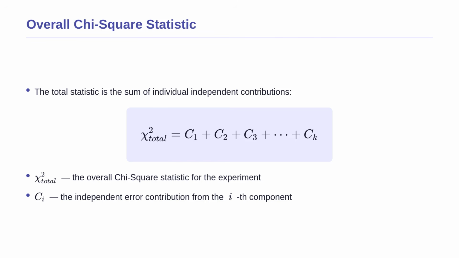Let us formalize this application with an equation. The total overall chi-square statistic is the direct sum of the individual contributions from each independent component. In this formula, C sub i represents the chi-square error contribution of the ith component, such as a single cell in a table or a single face of a die. The additive property guarantees that this simple addition is mathematically valid. By adding them up, we capture the total deviation in one single equation. As the individual errors increase, the total chi-square statistic grows, indicating a larger overall deviation from our expected values.